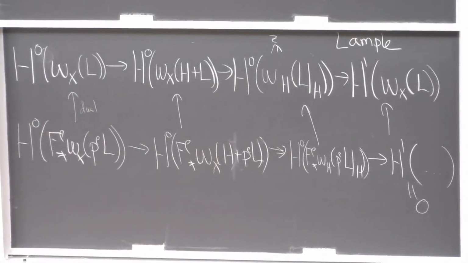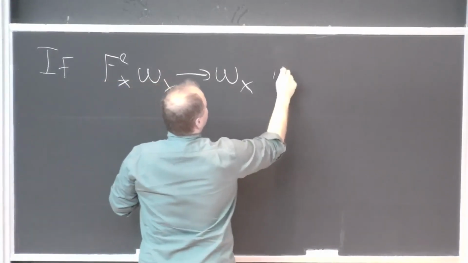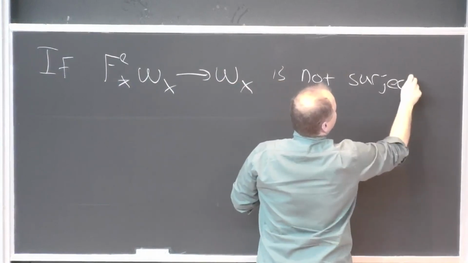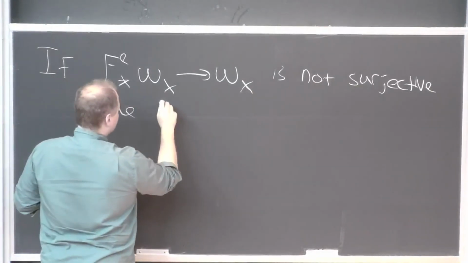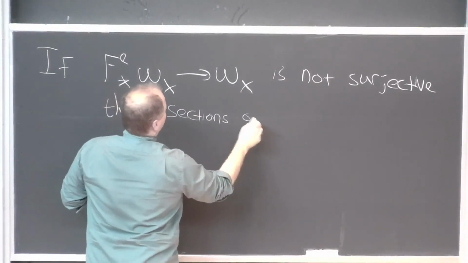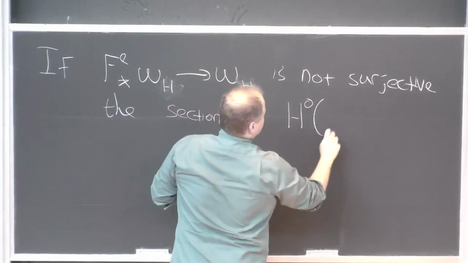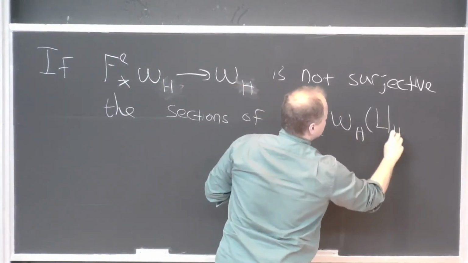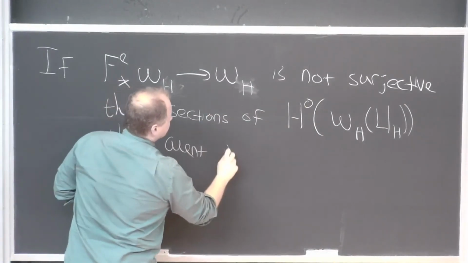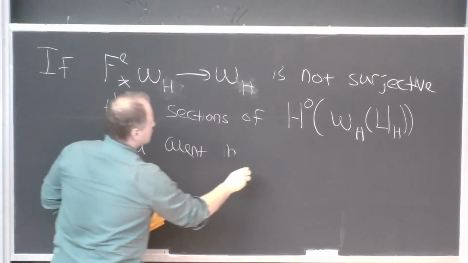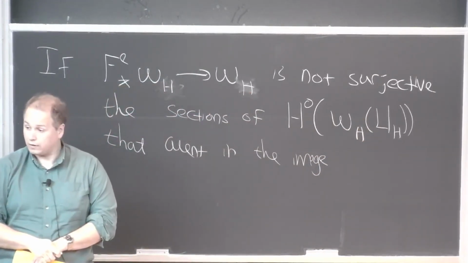So, for example, if F^e lower star omega_X to omega_X is not surjective, then, especially for very ample L, or maybe I should say H here, global sections of H^0(omega_H tensor L restricted to H) that aren't in that image, that don't land in this image, won't be suitable for this kind of argument. Right? Does that make sense?